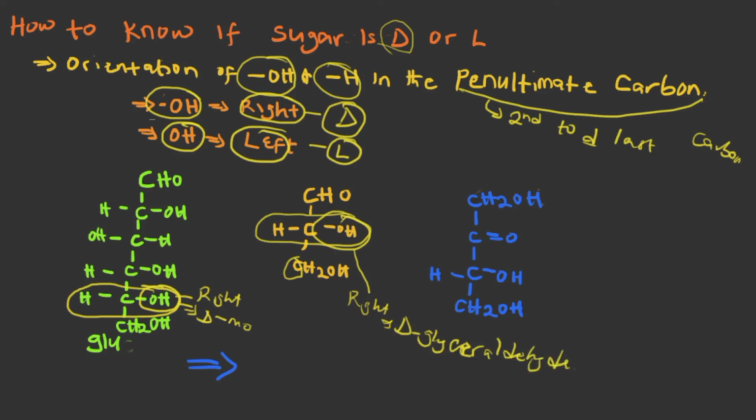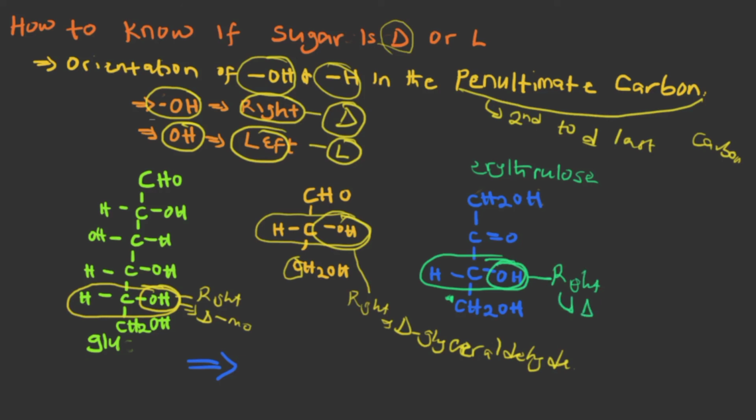Okay, so let's take a look at this one too. This is called erythrulose, right? If you remember, this is erythrulose, and it has 4 carbons, right? So now my penultimate carbon, and this is the last carbon. The last carbon will be this one, right? And the orientation of my hydroxyl group is to the right. And what does this mean? This sugar is also D.